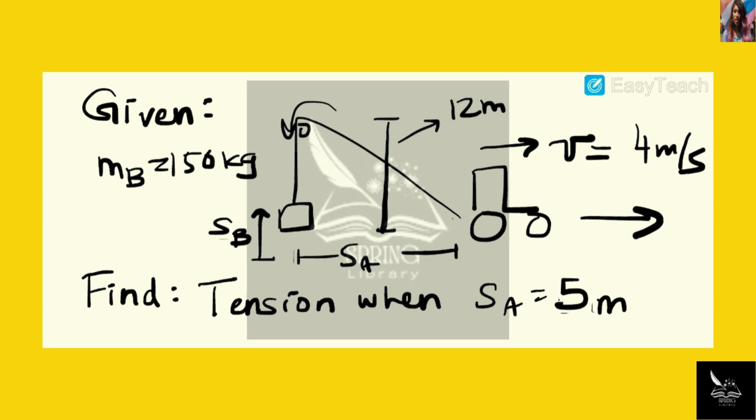So what we're going to be doing to solve this problem is defining the length of the rope in terms of SA and SB, and then applying Newton's second law to solve for the acceleration of the block, to solve for the tension when SA is equal to 5 meters. So let's go ahead and draw a diagram of just this rope.